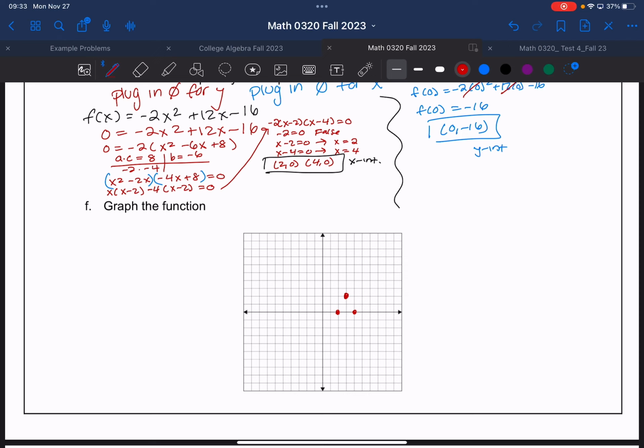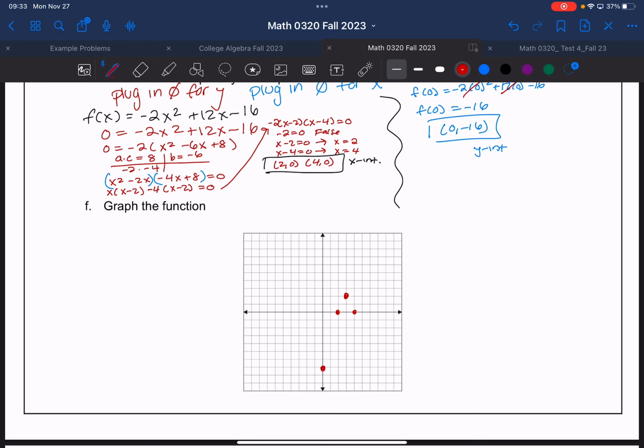And then I have my y-intercept, which is negative 16. I don't have 16 spots on here, so I'm just going to count by 2s. 2, 4, 6, 8, 10, 12, 16. So there's my negative 16.